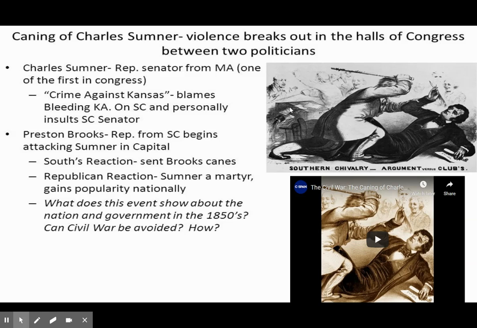And so the South's reaction to this, they view Preston Brooks as like a hero. In fact, they send him canes as mementos for what he did for standing up for slavery and slave supporters. And for the North, they view Charles Sumner as a martyr because he stood up for what he believed in, and he's going to gain a lot of popularity amongst Northerners and abolitionists.